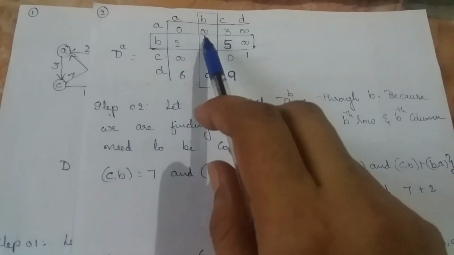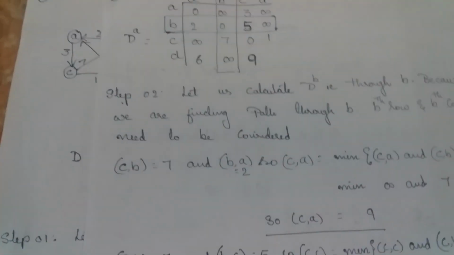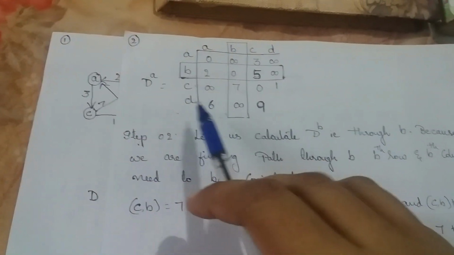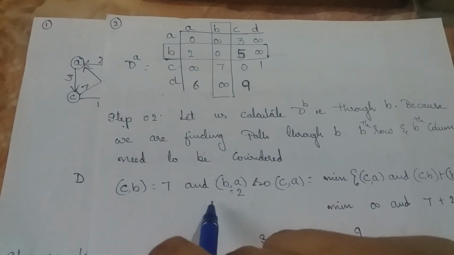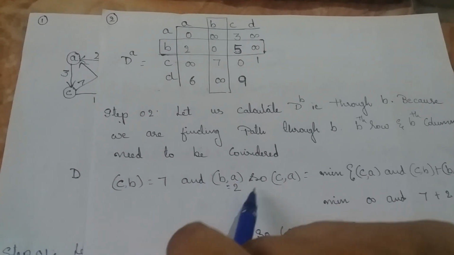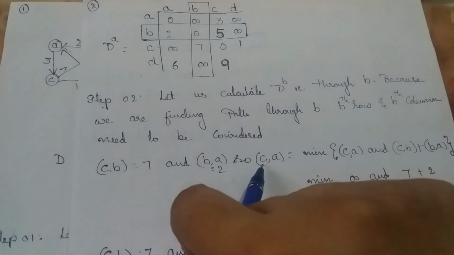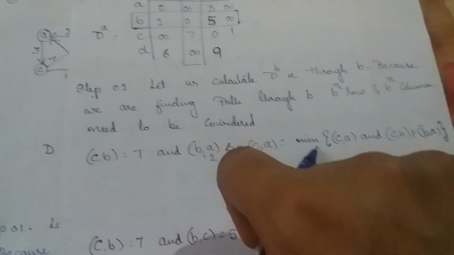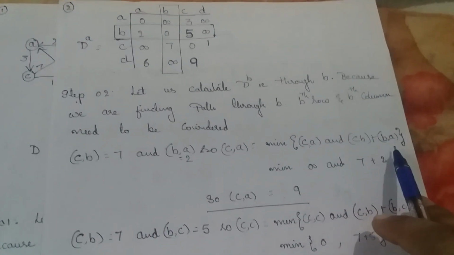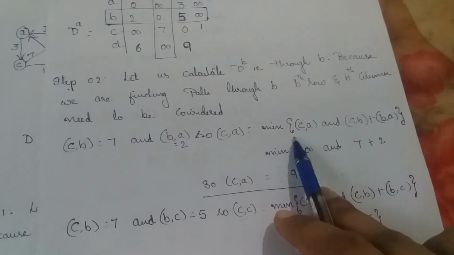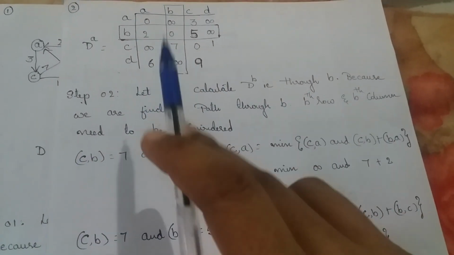C to B is 7, and B to A is 2. So by applying transitive closure you will get C to A, that is the minimum of C comma A and C comma B plus B comma A. C comma A is infinity.